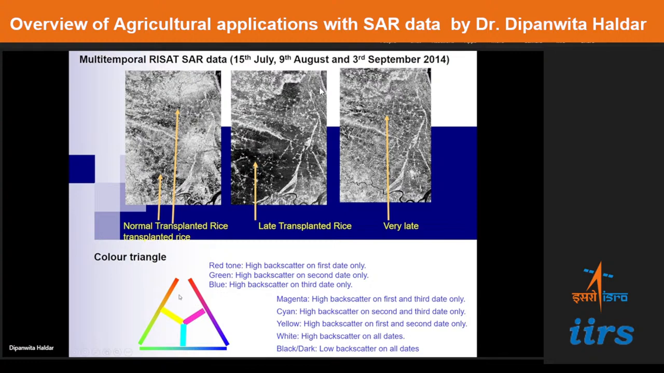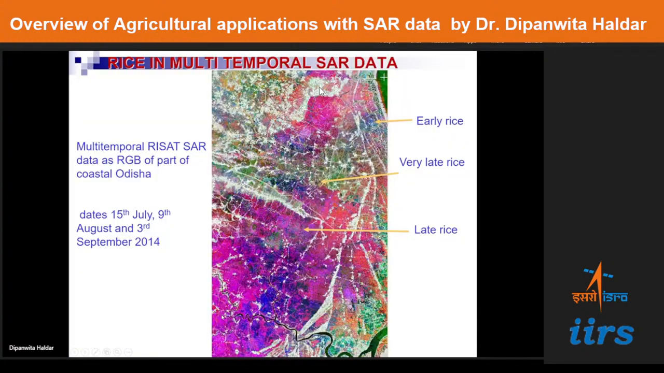So the resultant image of what we have been discussing will appear something like this. When you combine RGB of those 3 black and white images, it will look something like this. This cyan color, written here as early rice, is early transplanted rice, and most of the image is occupied by the magenta patch. This is late rice, where transplantation occurred during August. And the very late part, where transplantation is occurring during September, is yellowish or greenish yellow in color.